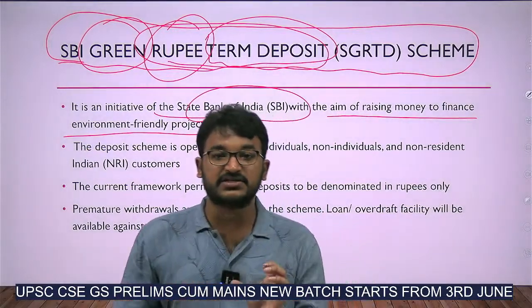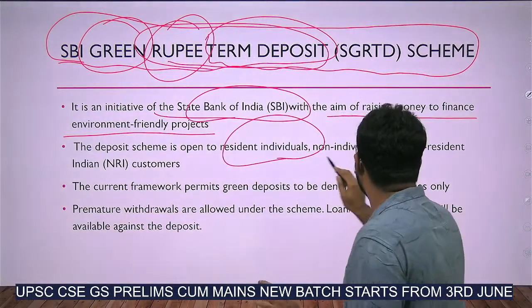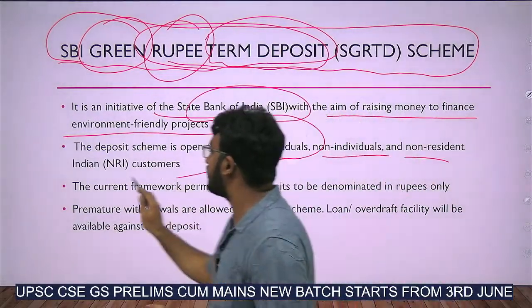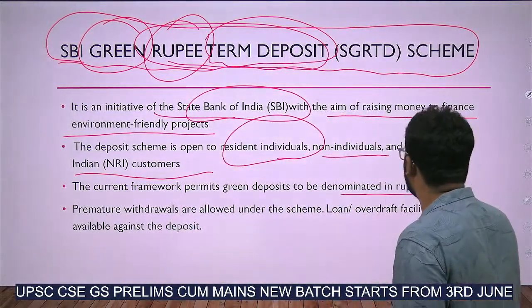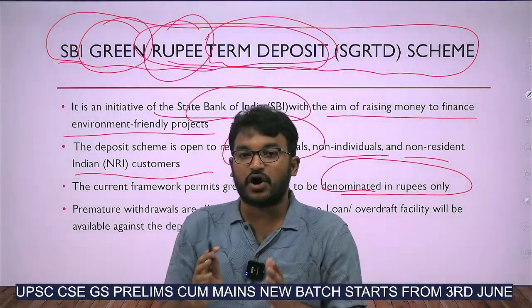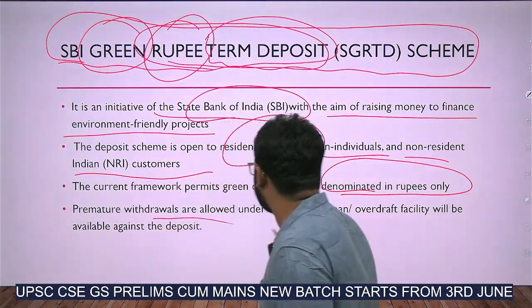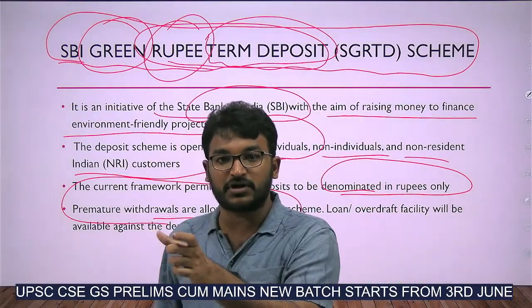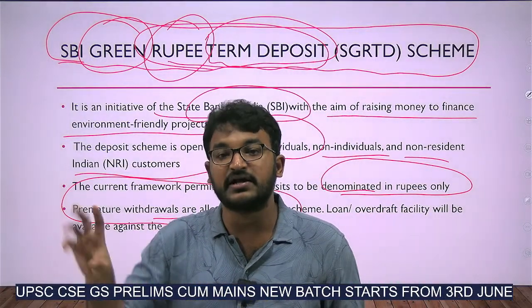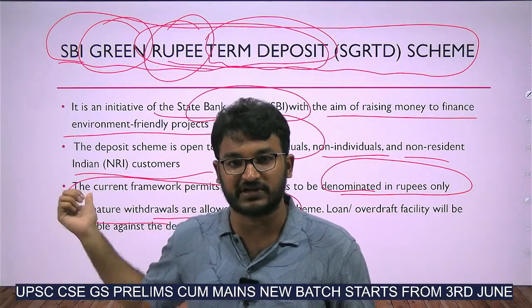And remember, not only Indians, NRIs can also participate: resident individuals, non-individuals and NRIs can also participate. And one more thing, here it is denominated only in rupees. It is not denominated in foreign currencies, and premature withdrawals are also allowed under this. Using this deposit amount we can show it as collateral and we can take loans also. That facility is also available in this scheme.